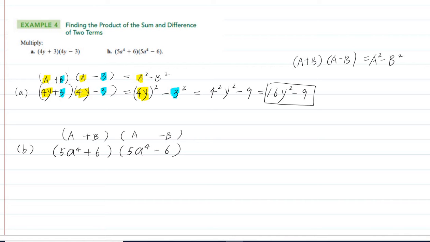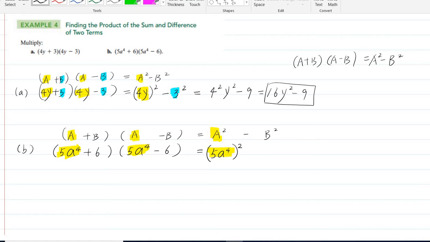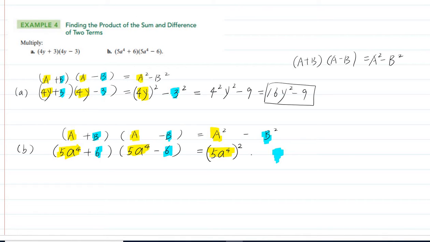Part B. What we're going to do is that's just going to be a squared minus b squared. Let's see if we can do this one. So again, you compare this. I realize my a is the whole thing, which gives us our a is 5a to the 4th power, and then the whole thing in parentheses squared. And then our b, probably by now you already know, that's just 6. So that's just minus 6 squared.